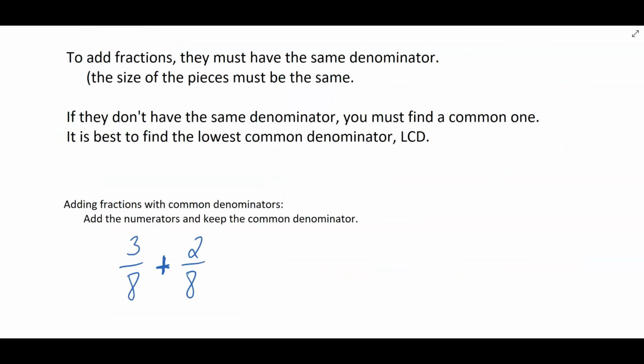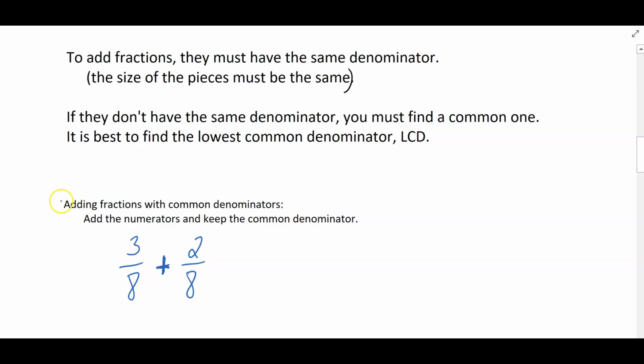In this chapter, we focus on addition of fractions. For addition of fractions, you must have the same denominator. So in other words, you want to think about it as having the same size pieces. And if the pieces are the same size, then they can be added. If they don't have the same denominator, you must find a common one. It is best to find the lowest common denominator, although it still works to find any common denominator. Finding the lowest common denominator means you're less likely to have to reduce the fraction.